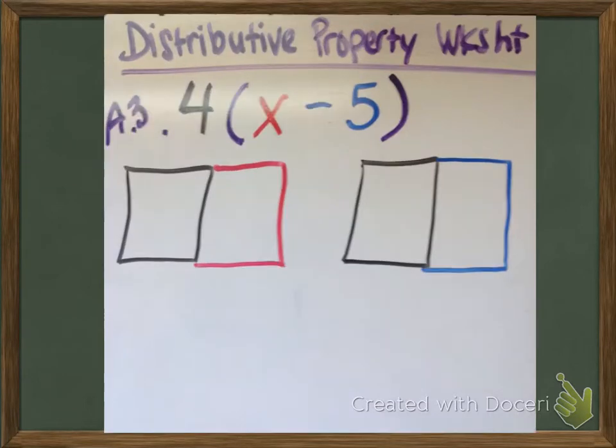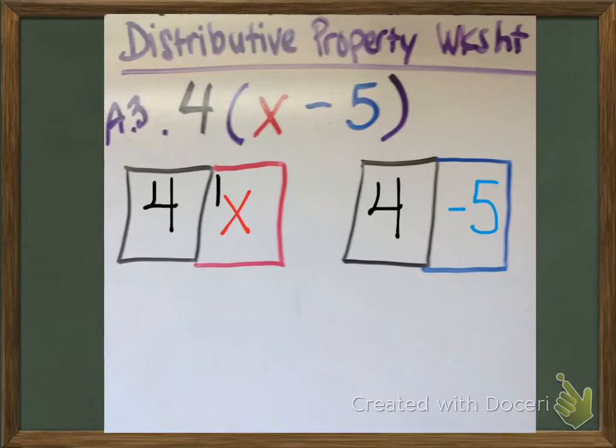Now look at A3. 4 times the quantity of x minus 5. What do you think the answer is? Again, bring down your 4 because you will multiply the x and the negative 5 times the 4. Bring down your x, which is really the 1x, and then bring down your negative 5.